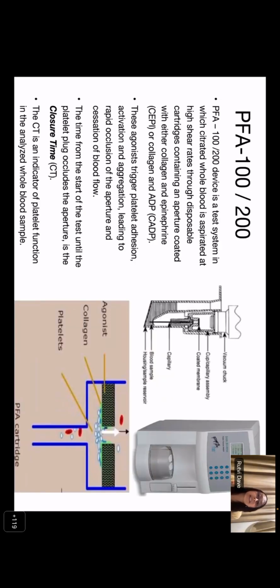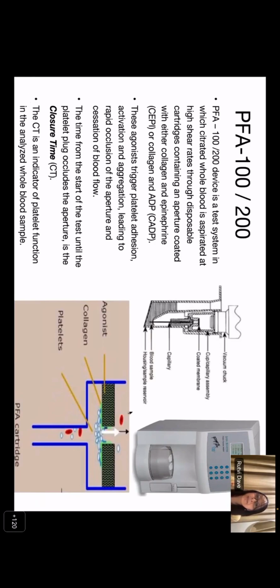Now coming to understanding of what is PFA 200. PFA 200 is a test device, it requires a proprietary instrument. So you create a pseudo-physiological system. So this is the machine of PFA. It has a cartridge like this. You add 800 microliters of citrated blood to this, and the blood is aspirated through a capillary under high shear.